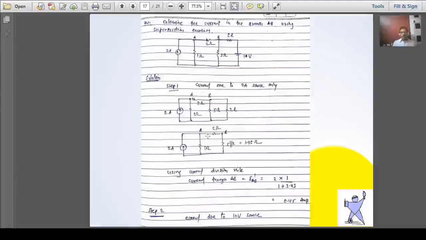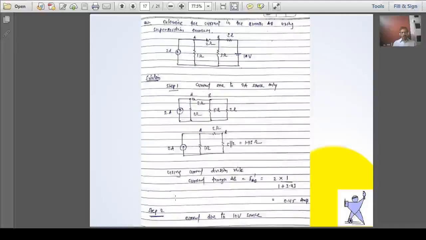So by the current division rule, the 2 ampere current will come from here up to here and divide into this branch and this branch. We are interested in calculating the current in the 2 ohm branch. That's why we'll put here 1.43 ohm, the opposite resistance, upon 1.43 plus 3.43. So it will give you 0.45 ampere current. This is the current flowing through branch AB when the 2 ampere source is working alone, and the direction is from A to B.